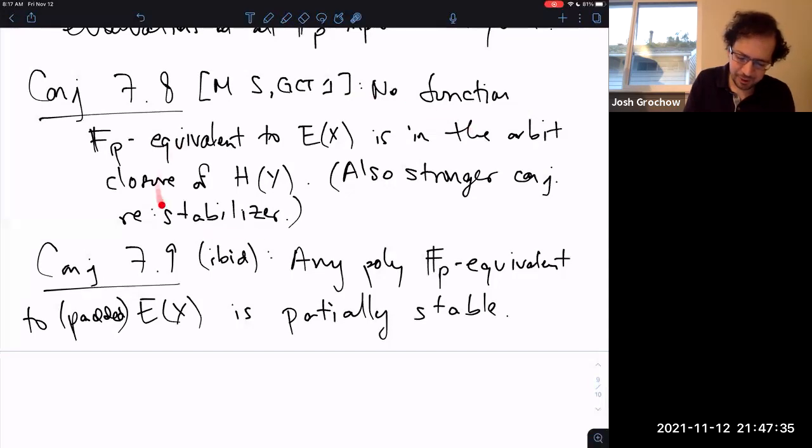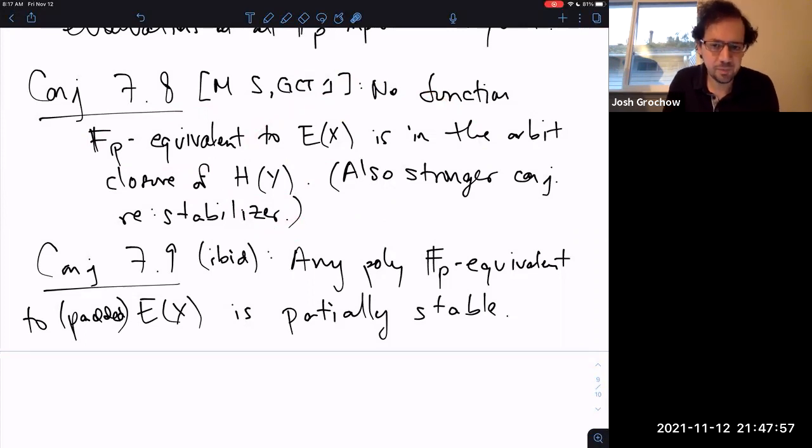And if this conjecture is true, well, functions FP-equivalent to E of X, like evaluating E of X at FP points, is a question in NP. The orbit closure of H of Y over FP includes all of P/poly. And so this conjecture literally implies NP is not in P/poly.